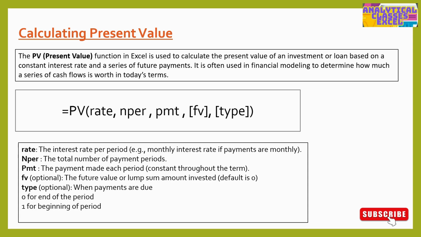FV is optional. If you want to calculate the present value of some lump sum amount or some amount invested, then you can put it, otherwise it is zero. Type, when payments are paid at the end of the period, it is written as 0. If the payments are paid in the beginning of the period, it is written as 1. So let's jump to the practical example.